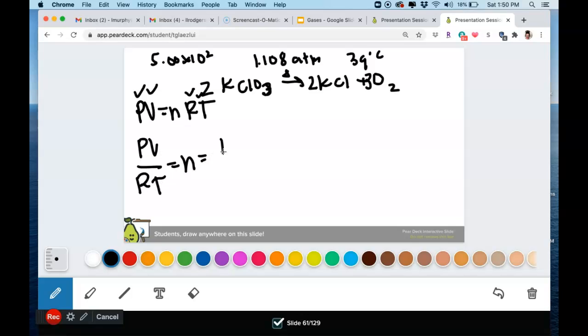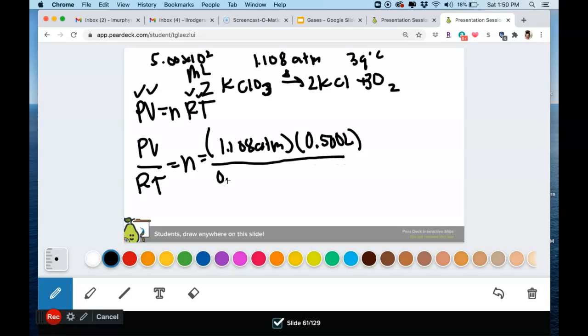So what was the pressure? Well, it's 1.108 atmospheres. What was the volume? Now, careful, this number was in milliliters, and you can only plug liters into the PV=nRT equation. So this 5 times 10 to the 2 is 500, so in liters, that's 0.5. You can only plug liters into PV=nRT.